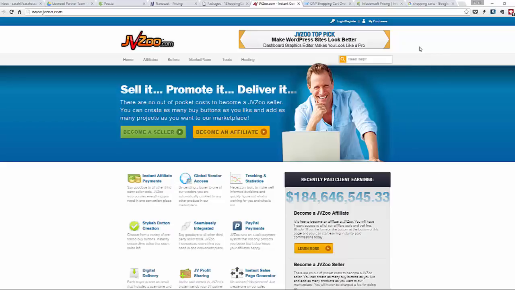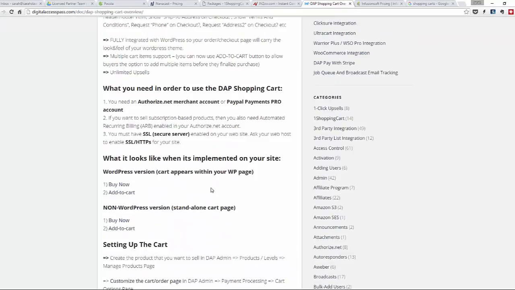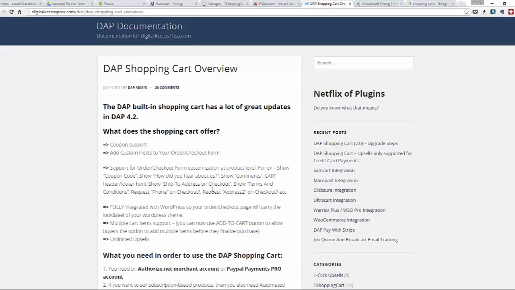Now, there are a number of other products out there. A lot of people talk about DAP, Digital Access Pass. I've never used it myself. However, I know 3 separate people who've all used it. Catherine is one of them. I've got about 3 or 4 other people off the top of my head who have used it, and they've all said the same thing. It's just horrendously complex to use. So I wouldn't recommend it.